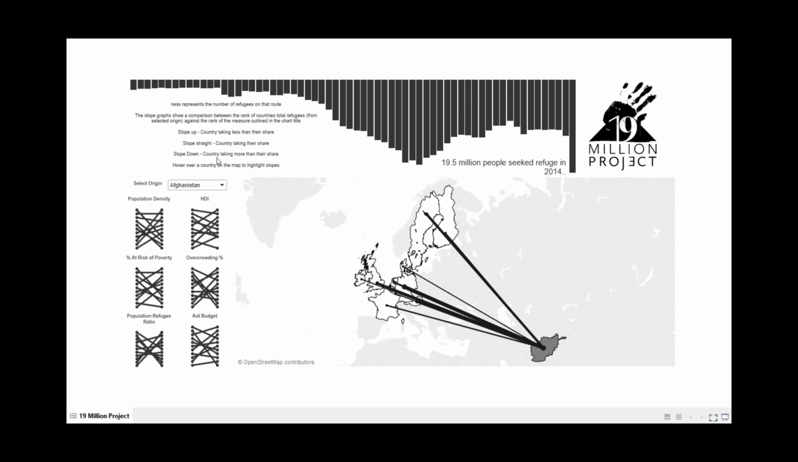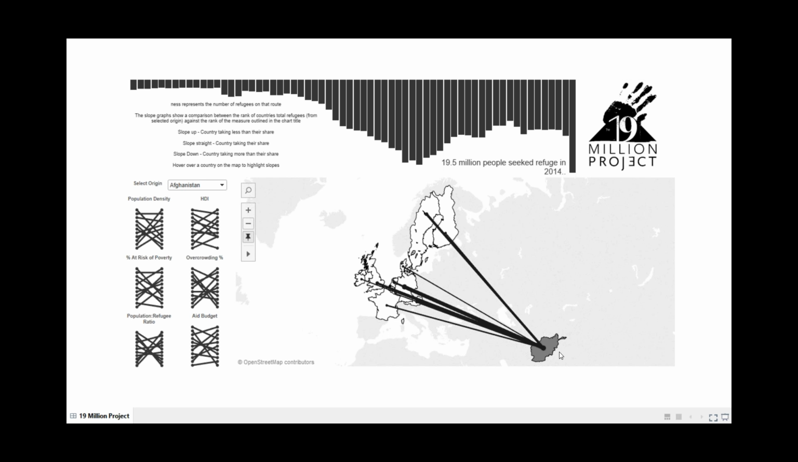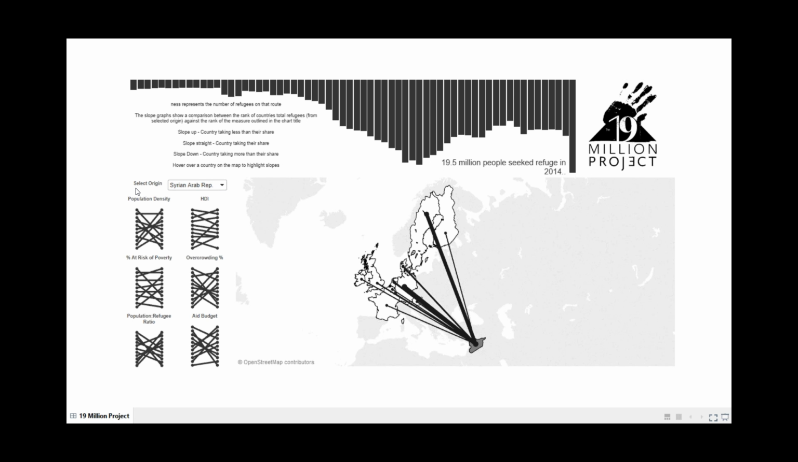The text on the left shows you how to use the dashboard. Unfortunately, it's a bit cut off. That's okay. But basically, the first thing you do is you select an origin. So you can select between Afghanistan and Syria. And that changes the field location on the map in the grey. And then you can see the different routes. So the thickness of the line represents the number of refugees that took that route in 2014. And then the information on the left, the slope charts, on the left side of each slope chart is represented by the refugee rank.